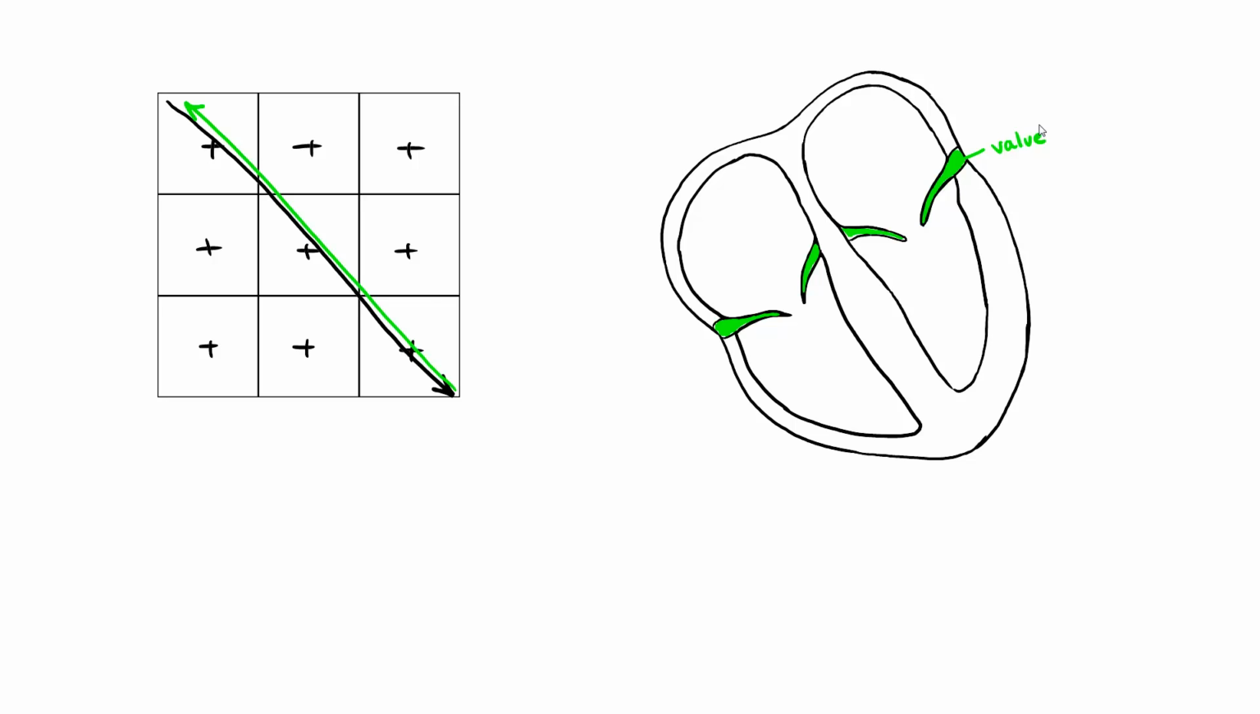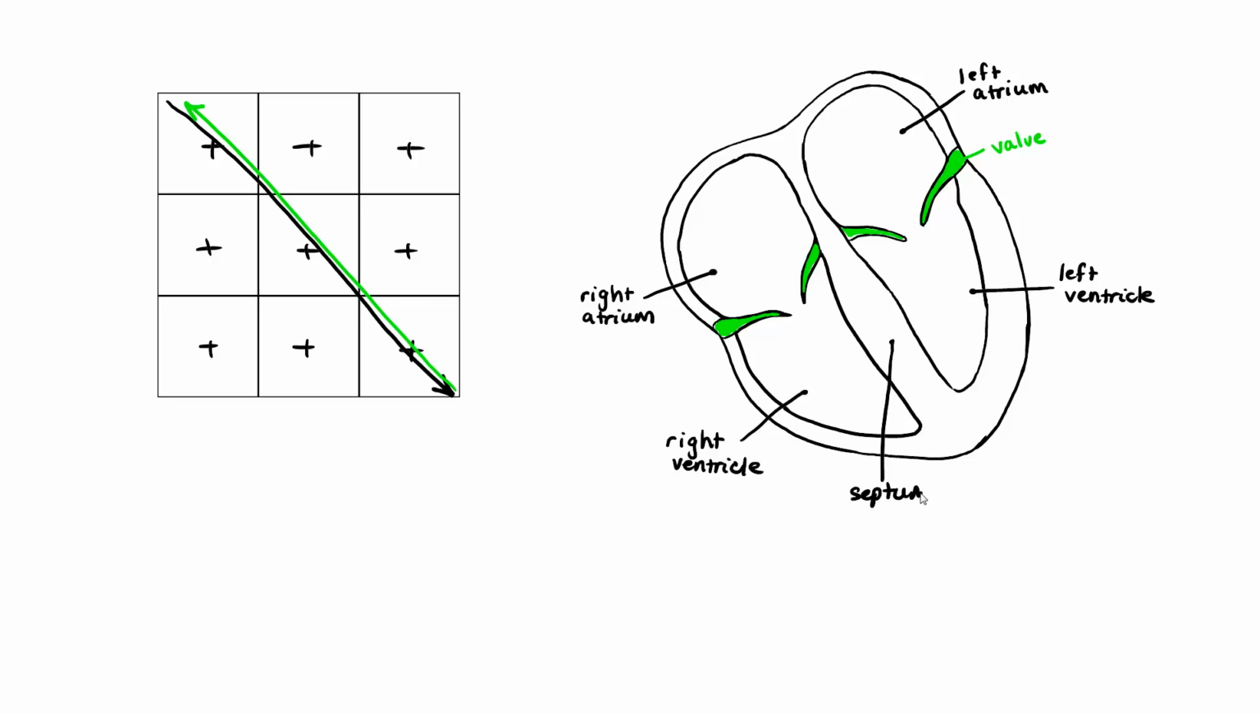And actually the names of these chambers are pretty important, so I'm going to give them to you. So the first chamber is called the right atrium. The second one is called the right ventricle. The third one is called the left atrium. And then the fourth chamber is called the left ventricle. The two halves of the heart are separated by a structure in the middle called the septum.